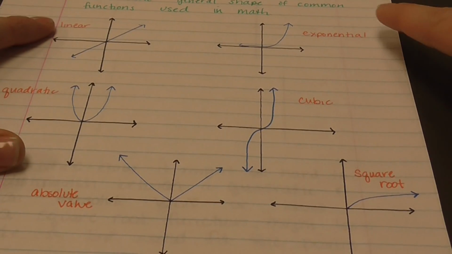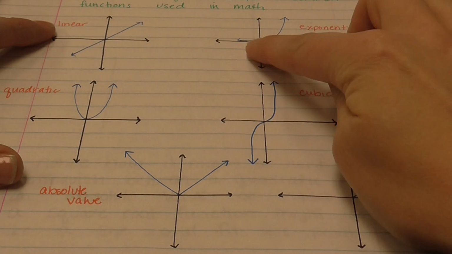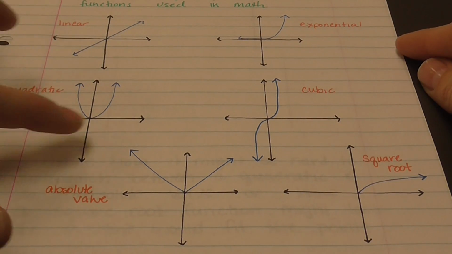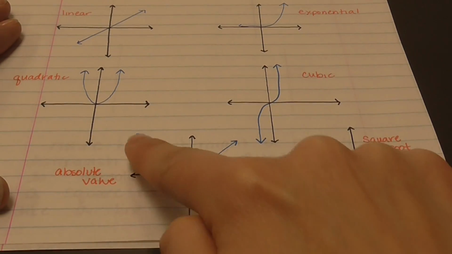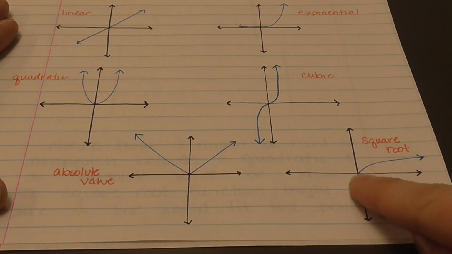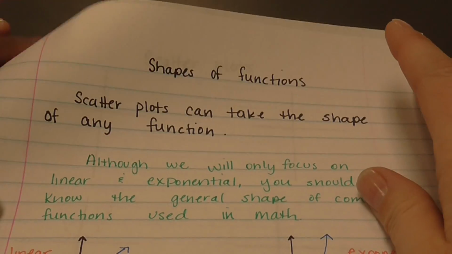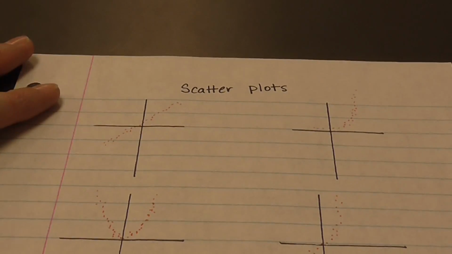Alright, so linear, it's a straight line. Exponential's got that sharp curve. Quadratic, it curves up on both sides. Cubic, it's got that squiggly S. Absolute value looks like a V, and square root just kind of curves off to the side. So this is what your scatter plots would look like.